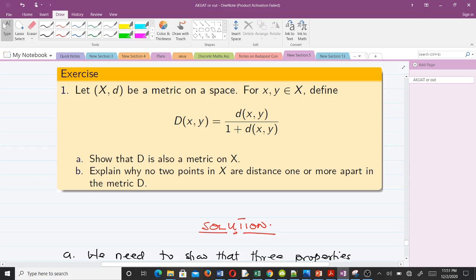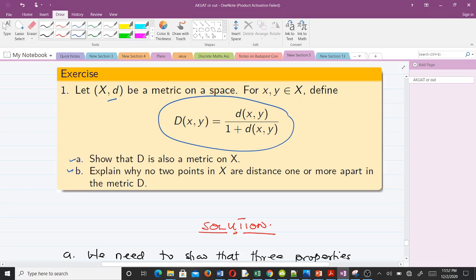So you can see the question there. Let the pair (S, d) be a metric on a space. So for x, y in big S, we define the distance between x and y to be what we have here. Now the first part of the question says we should show that D is also a metric on S. And the B part says that we should explain why no 2 points in S are distance one or more apart in the metric D. Alright?